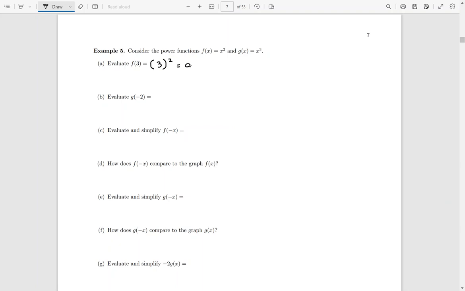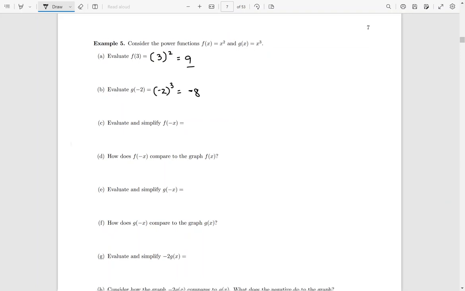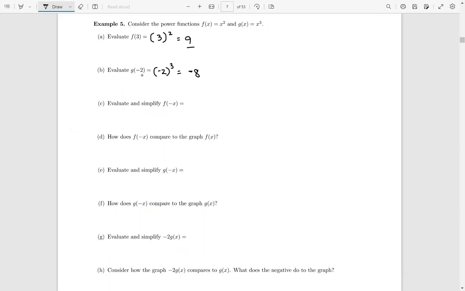3 squared then, 9. So when x is 3, it's basically saying the y value pops out as 9. The input is 3, the output is 9. For the next one, we go to the g function, substitute in the number -2 for x, and then again simplify. So -2 times -2 times -2, -8. Again, think about the input being -2, the output coming out as -8.